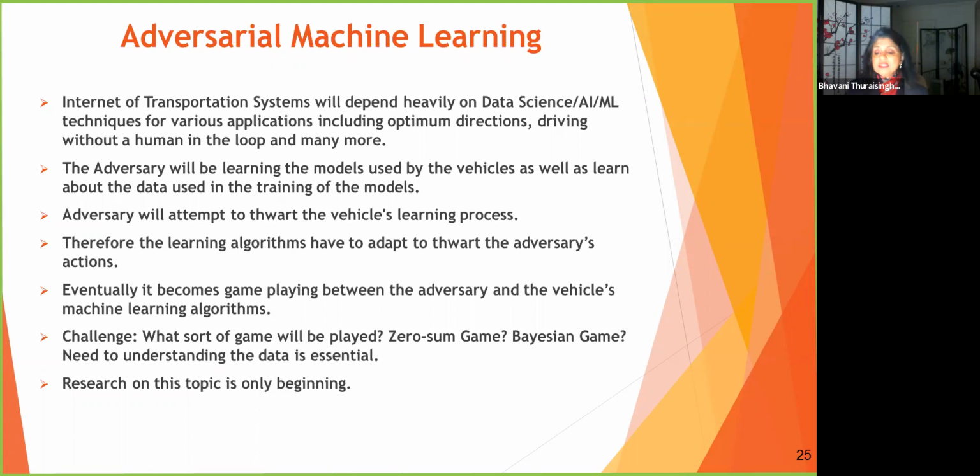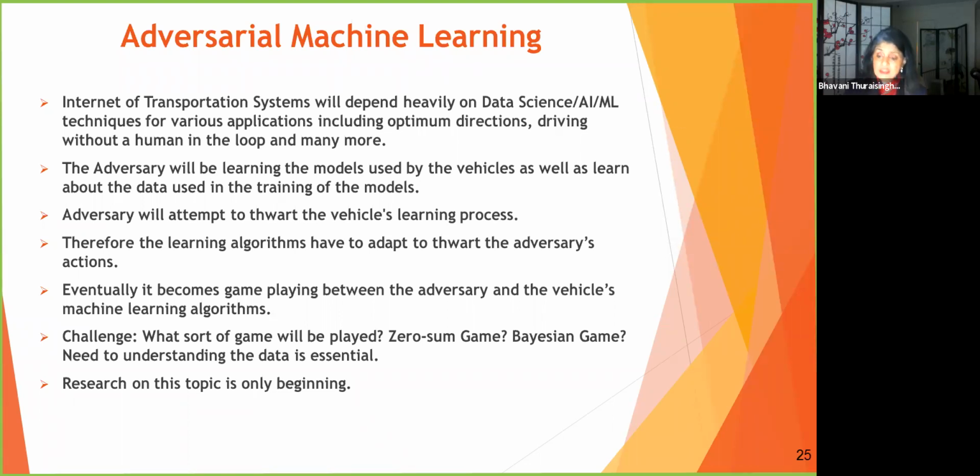Eventually, it becomes game playing between the adversary and the vehicle's machine learning algorithms, right? So they both play games. Just like I mentioned earlier, adversaries try to find out what these vehicles are doing, the machine learning models being used to prevent accidents. The adversary is going to thwart those models, and then accidents could happen. So we have to figure out what the machine learning models are and what the adversary is up to. So it becomes game playing.